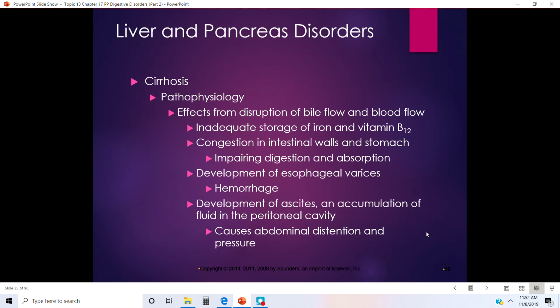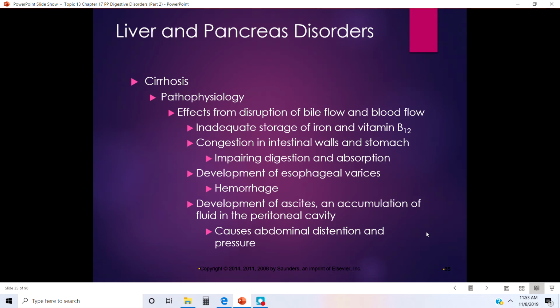The development of esophageal varices. These are like varicose veins or hemorrhoidal veins that we would have in other parts of the body. The veins in the esophagus become engorged and they could burst and hemorrhage. And finally, the development of ascites, which is an accumulation of fluid in the peritoneal cavity. Again, I'm going to explain that on another slide.